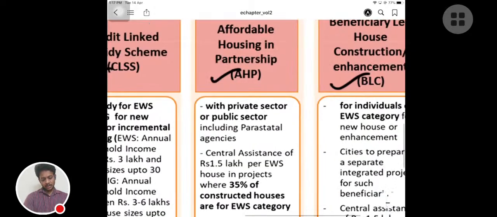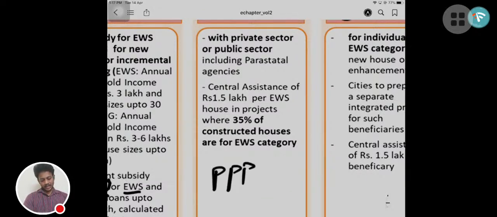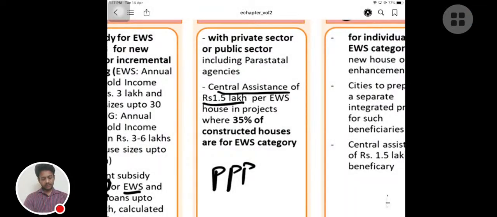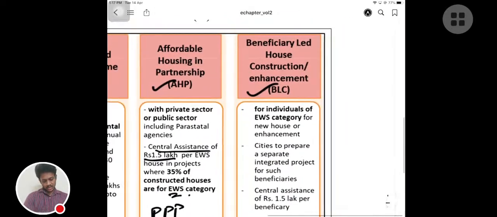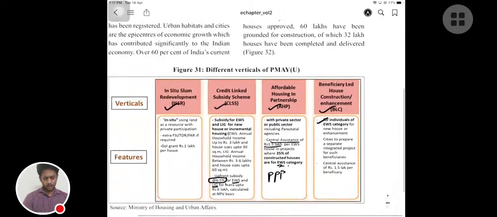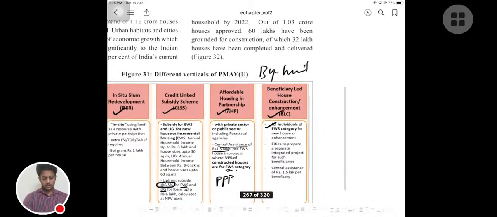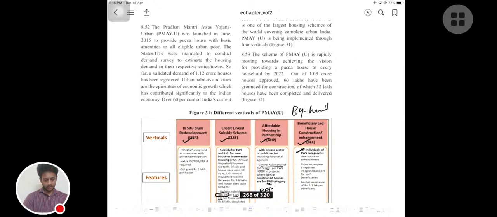Next one is affordable housing in partnership. By bringing in PPP, public private partnership, we are giving central assistance of 1.5 lakh per EWS house, and also constructing the houses with the help of the private sector. 35% of the houses are constructed for the EWS category. And also house construction beneficiary for individuals and other things like central assistance. Each and every point, what you have to do is just learn them by heart, and reproduce them in the examination. Got it? So I believe this is the end of this chapter.